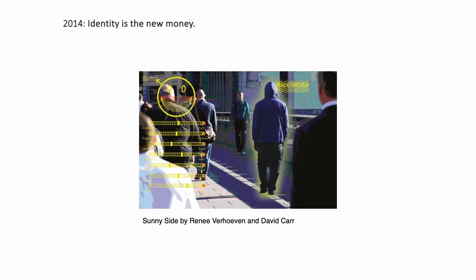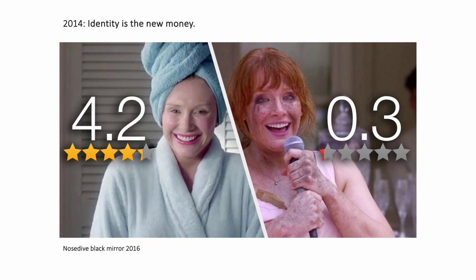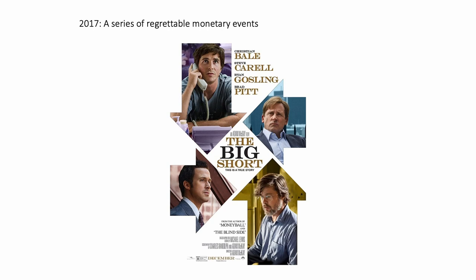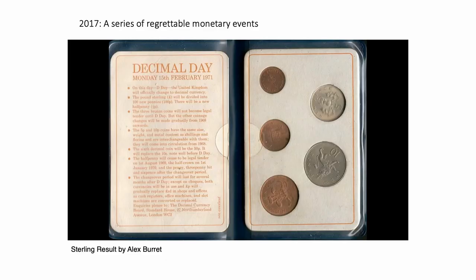Sunnyside was by Regine, and it was almost a precursor to Nosedive by Black Mirror. It challenged the idea that money is the new identity, which was the term being bandied around at the time, this cross-section of technology, face recognition and online payments, and this coming together of people as the money. And then in 2017, I thought maybe we'd put a brief together called A Series of Regrettable Monetary Events, where we asked for counterfactuals around money. One of my favourite works presented within the Future Money Design Awards was by Alex Burrett, and he looks at how it all went wrong with the decimalisation system in the UK.